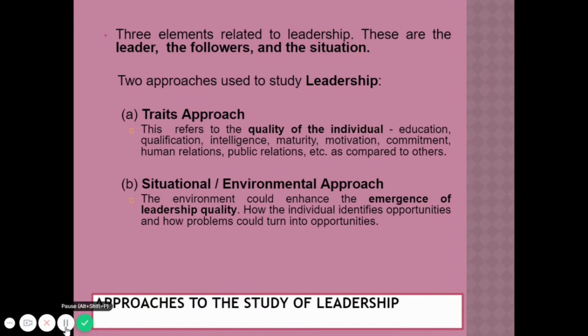Next, we have the situational and environmental approach. In this approach, the environment could enhance the emergence of leadership quality. This is where the leader could identify opportunity. It means that the leader should know how to turn a problem into an opportunity, take advantage of a situation, and change it into something valuable or useful.